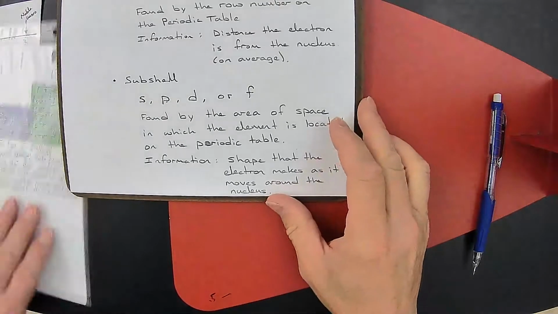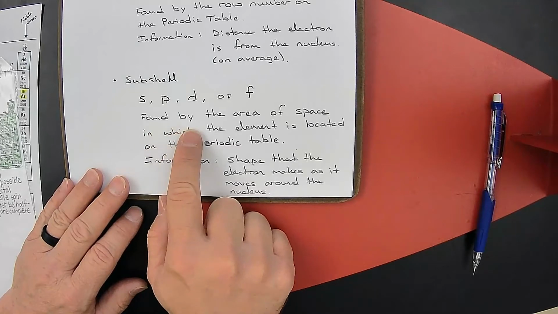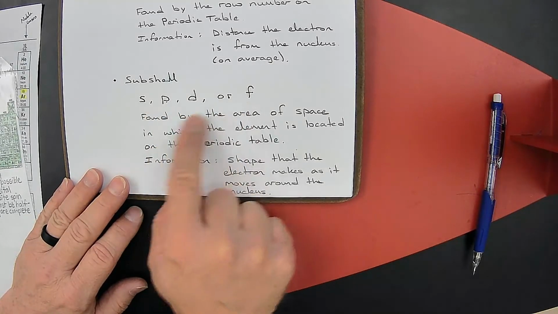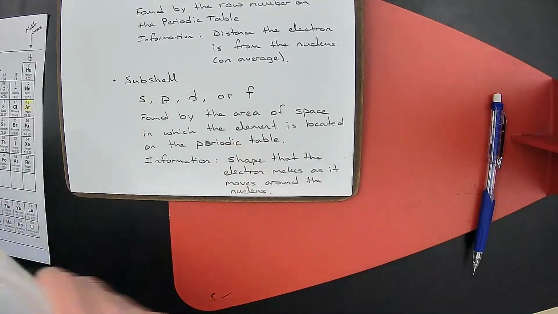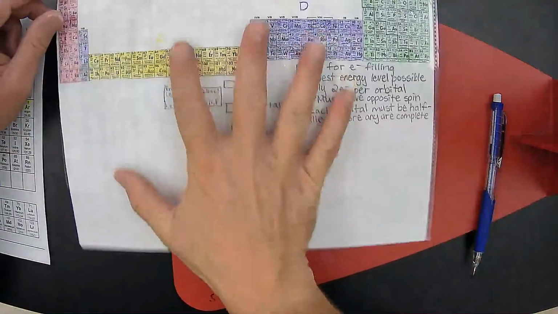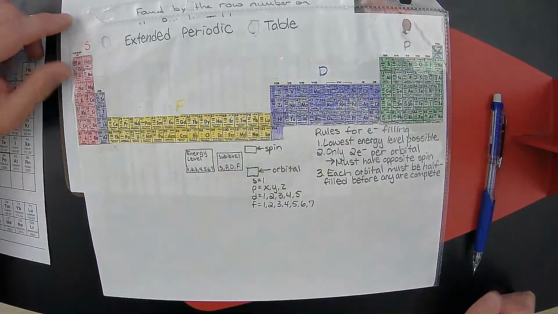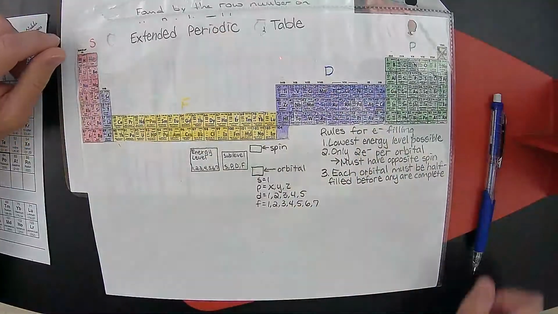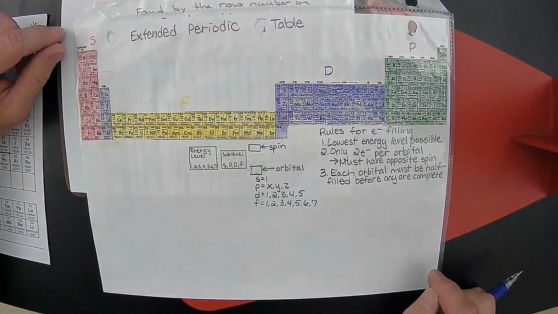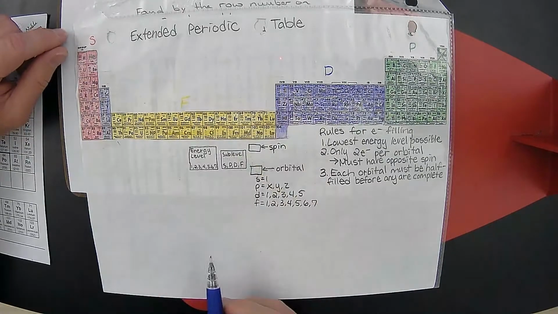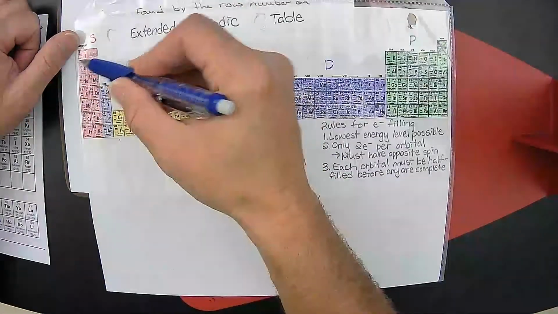So the first thing that I want to do is look at how we find it. We find the S, P, D, or F by the area of space in which the element is located. So in class, we drew out the extended periodic table, and this is a picture of what you cut and then colored for the extended periodic table.